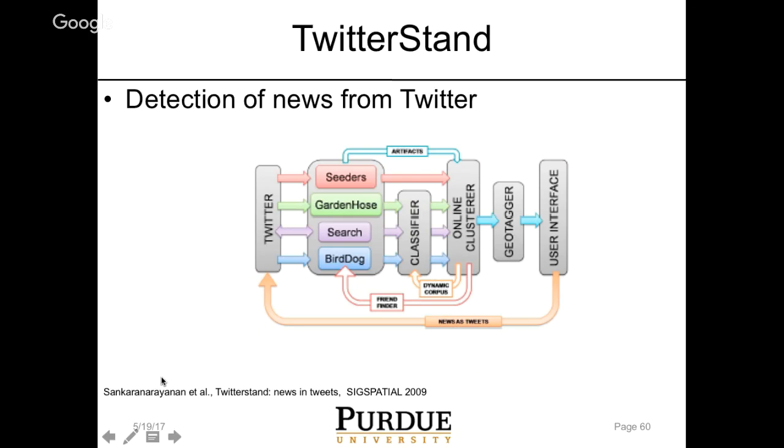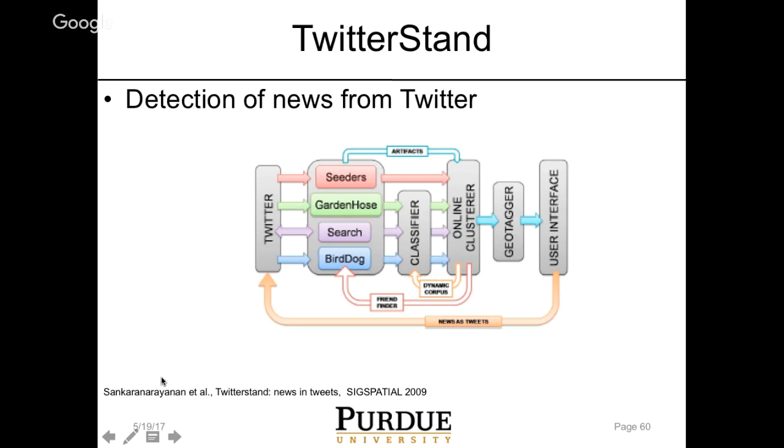And then tweets from the input layer will go into a classification layer. This layer will distinguish tweets that are talking about news from tweets that are not talking about news. And then from the classification, there will be a clustering phase to identify tweets talking about a specific object, a specific event. And after this, there will be a geotagging phase that will assign one location or multiple locations to this event. And then all of these will go to a user interface.